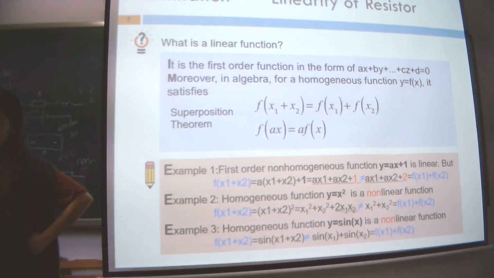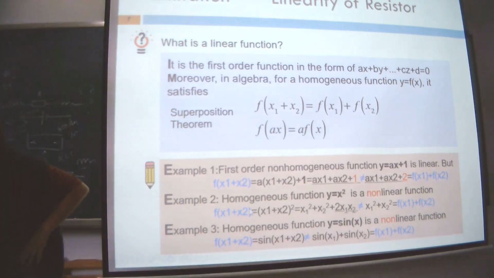Why is this 2? This side is 1, but how can they get 2? f of x1 equals ax1 plus 1, right? f of x2 equals ax2 plus 1, right? 1 plus 1 is 2. So the right hand side equals this one, the left hand side equals this one. It's not equivalent. So it's not linear.